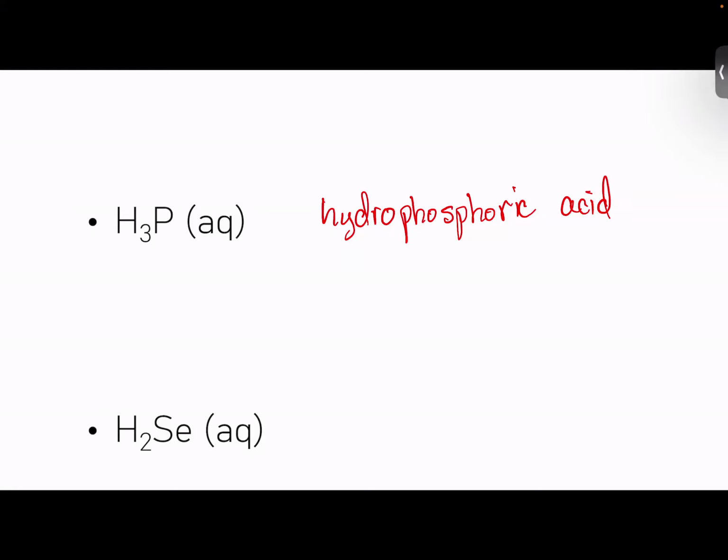H2Se is a binary acid because it consists of 2 elements and it's aqueous. So what do all binary acids begin with? Hydro. And they all end with ic acid. Now I just have to substitute in the base of the second element, which is selenium. So it'd be hydroselenic acid.